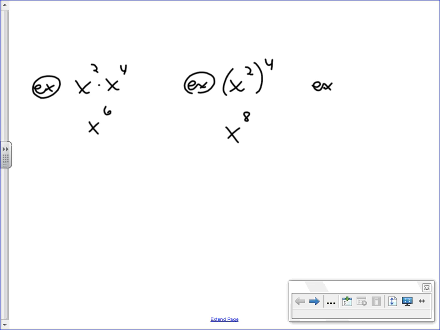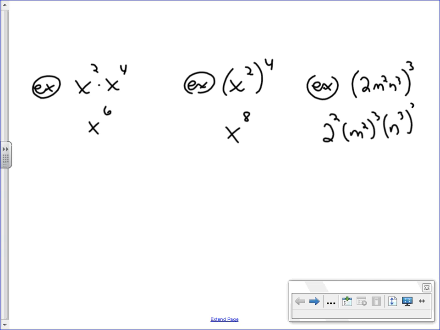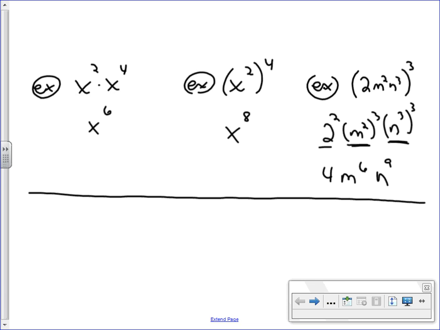And the third one we did was if you had several things, several pieces inside the parentheses, let's say 2m squared n to the third, and you wanted to raise all of those things to the third power, then you just raised each factor to the third power separately, and then you dealt with each one of these individually. So 2 squared is 4, m squared cubed, multiply those powers into the sixth, and n cubed, multiply those powers into the ninth. So those are the problems that we worked on in class on Thursday.